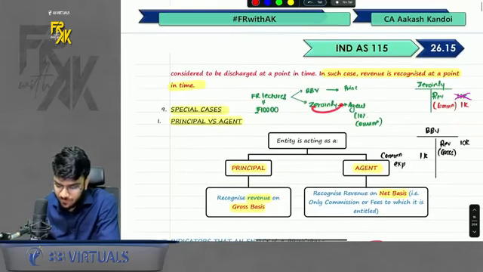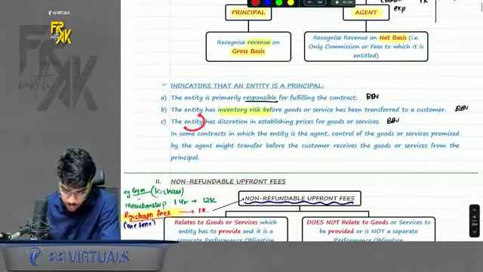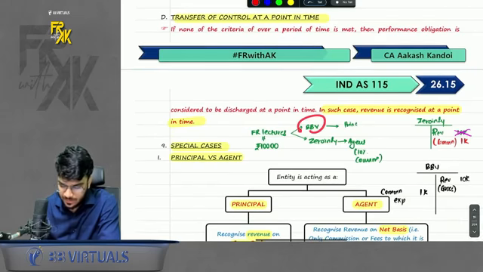If Zero in Fee is not able to sell, who will bear the risk? Of course, we will have to bear the loss now of books and everything which is printed. Third, who has discretion in establishing prices? Who will decide at what price to sell? Of course, I will decide. He is the agent only.